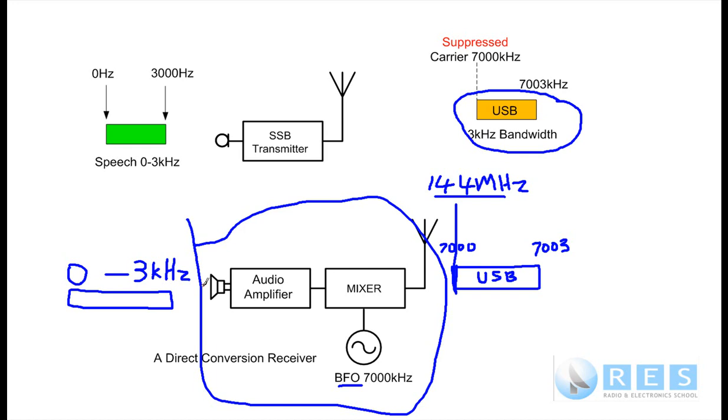Sensitivity is a name given to a receiver's ability to pick up weak signals. Selectivity is a name given to the receiver's ability to receive only one signal that's on the frequency it's tuned to and to reject all other signals. Direct conversion receivers aren't particularly sensitive or selective, but they're very, very useful, simple receivers.